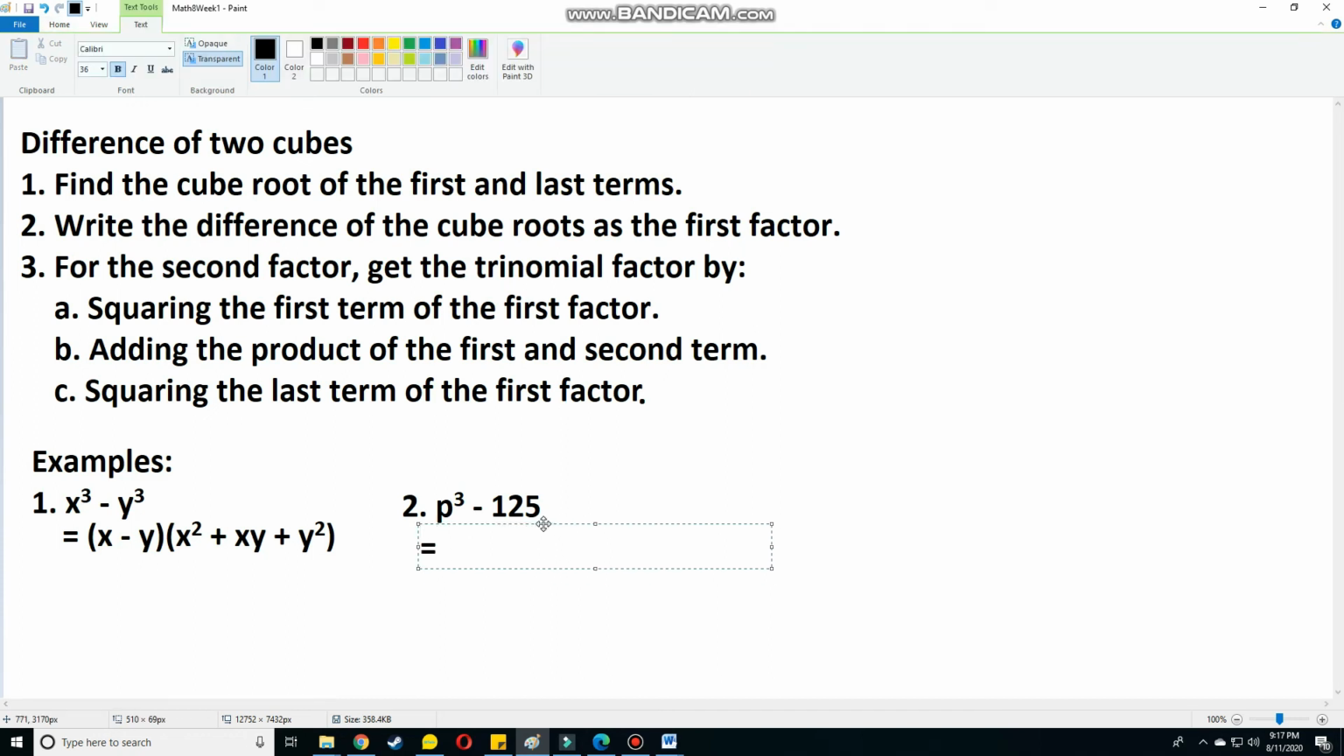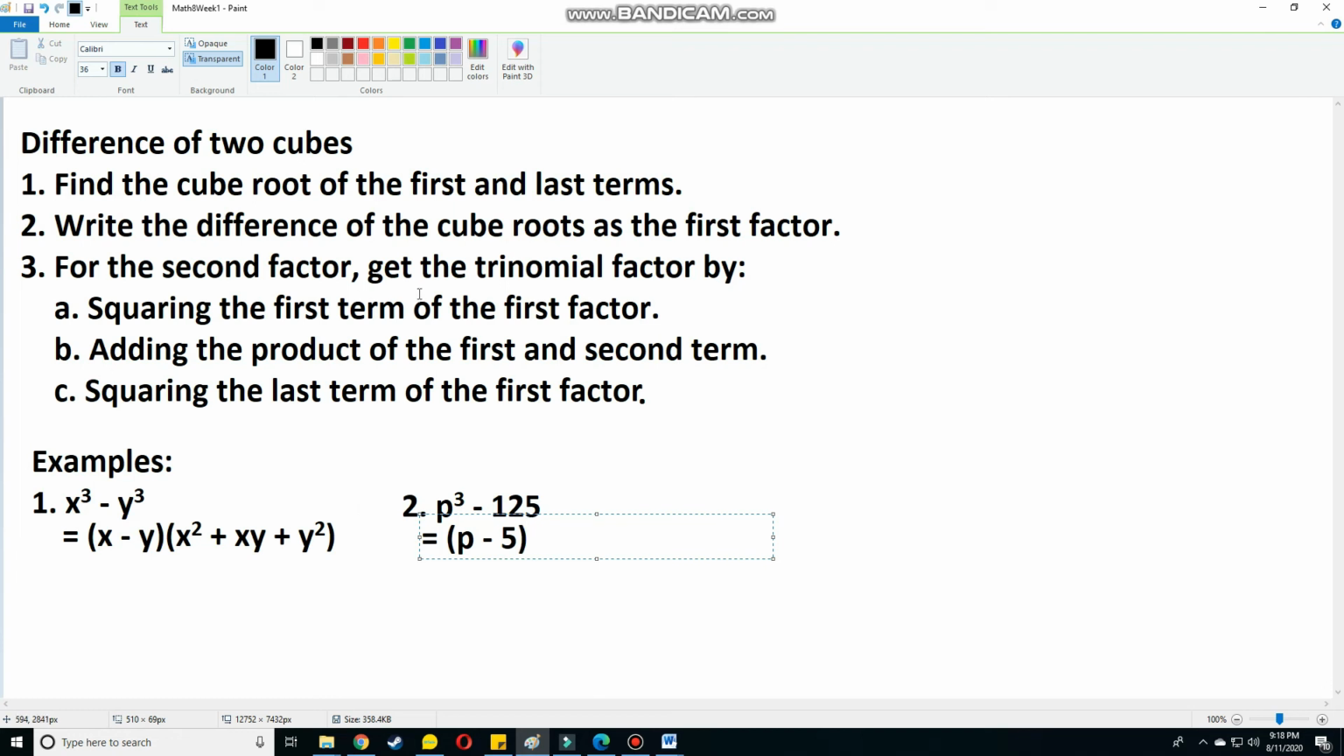Now let's follow the steps. Find the cube root of the first and last term. What's the cube root of p cube? That is p. And the cube root of 125? What is the number that we multiply 3 times to itself to equal 125? And that is 5. 5 times 5, 25 times 5, 125. Okay, now the next step, write the difference of the cube roots as the first factor. So our first factor would be the quantity of p minus 5. Okay, the difference.